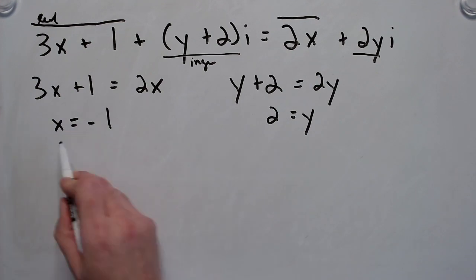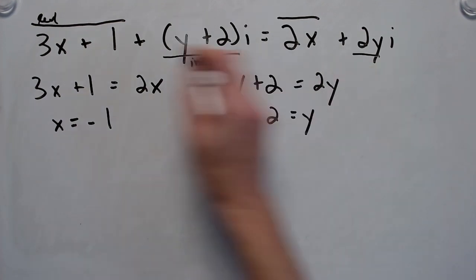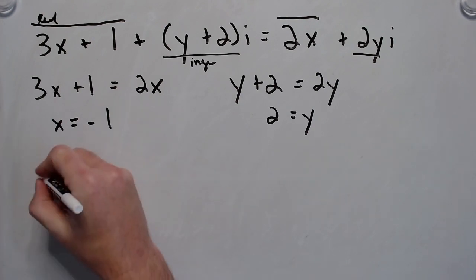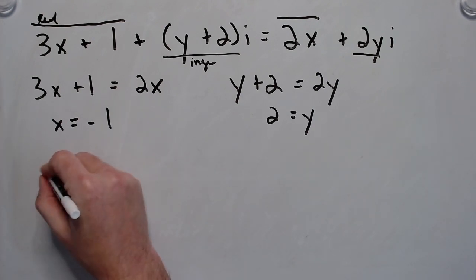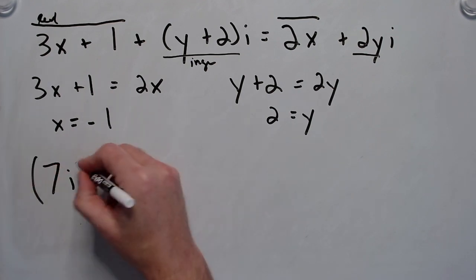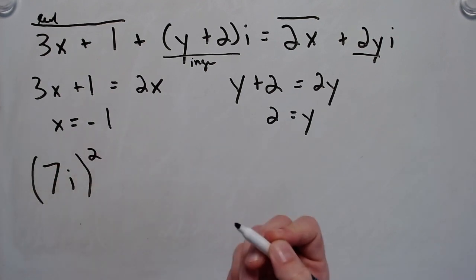So there we go. We found x and y in this equation that looked a lot more complicated than it really was. Now we're going to do a quick problem down here just as a little refresher. We're going to say 7i. What I want to do then is square this quantity.